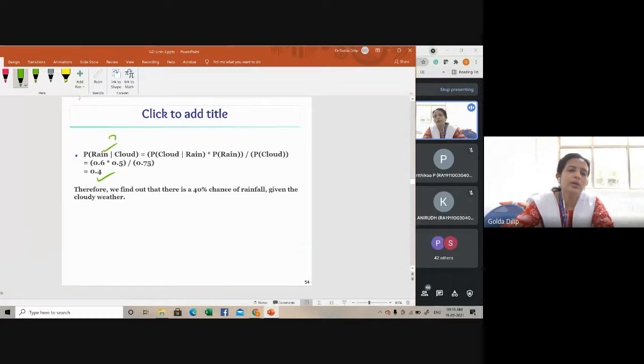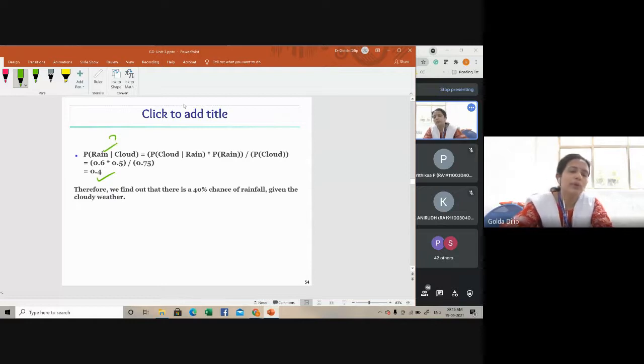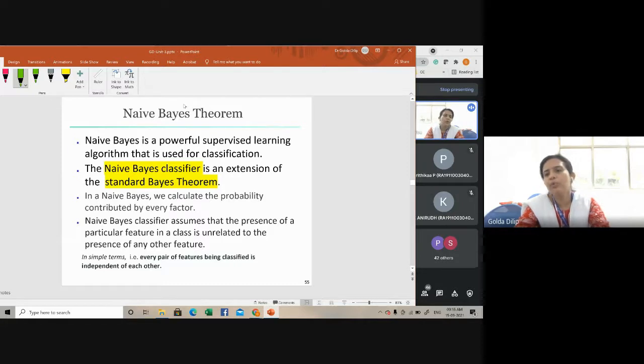So this is what you are asked to compute. We do have all the values from the previous two slides I had given. So you get all the values, you get 0.4, which means there is a 40% chance of rainfall given the cloudy weather. This is a simple illustration of your Bayes theorem. Now, after understanding Bayes theorem, you know it is meant for computing your conditional probability or posterior probability when you're given certain things.